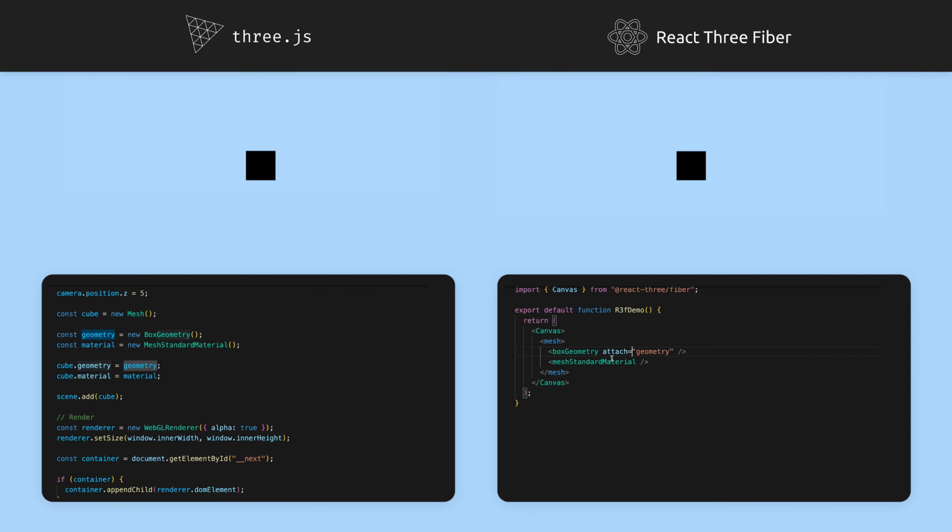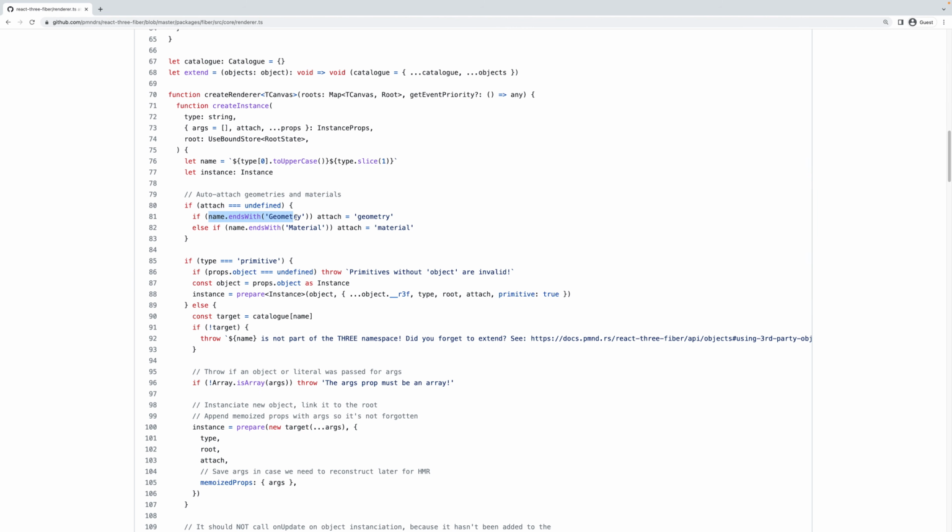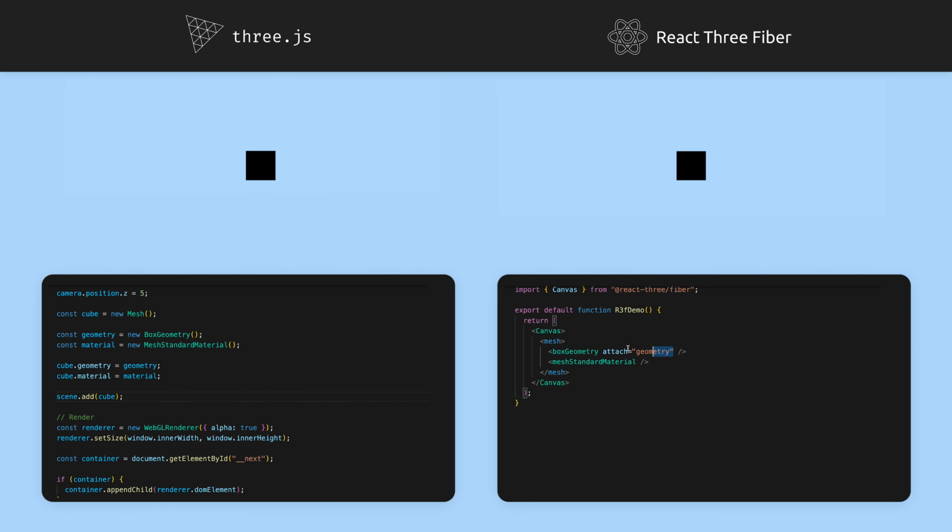That will actually attach it. Same with the material. I could say attach equals material, and it will attach this mesh standard material to the material property in the same way we are doing on the left-hand side here. Now, how come I didn't need to do that before? Well, for convenience, React 3 Fiber automatically attaches all geometries that end with the word geometry to the geometry property, and all elements that end with the material to the material property. And that's just to make your life easy, because these are things that you'll be adding all the time.